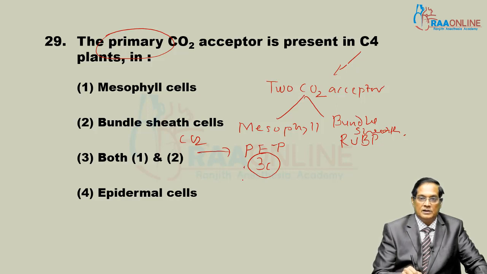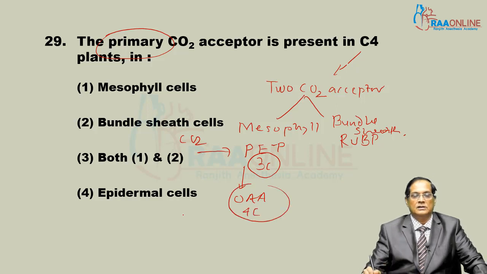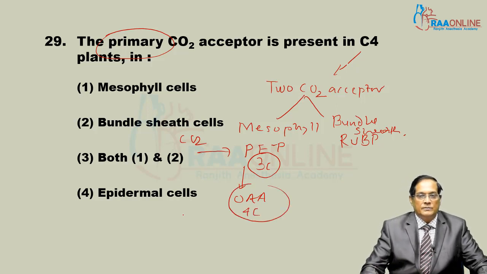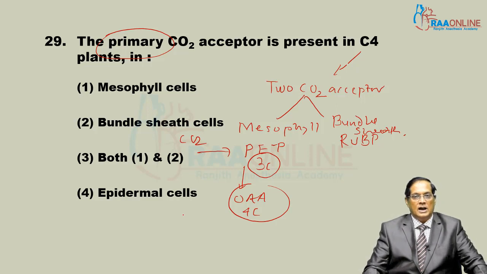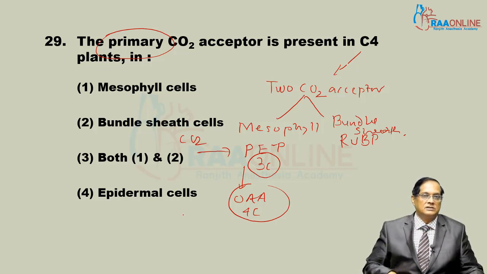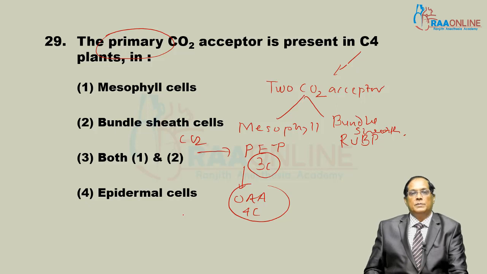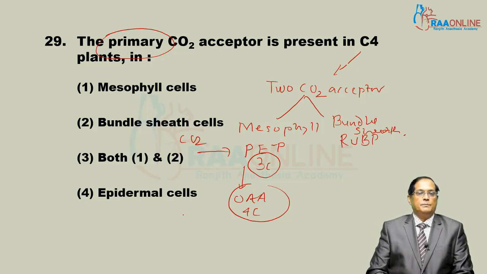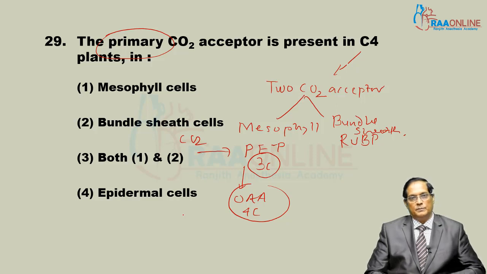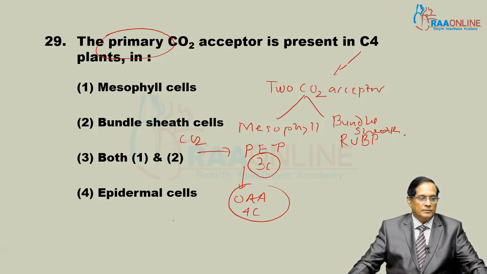PEP traps carbon dioxide and forms oxaloacetic acid, a 4C compound, as the first stable product. So the initial acceptor of carbon dioxide is PEP. Otherwise, if simple acceptor is asked, the answer is 2, that is PEP and RuBP both. PEP is a 3 carbon compound and more sensitive than RuBP.